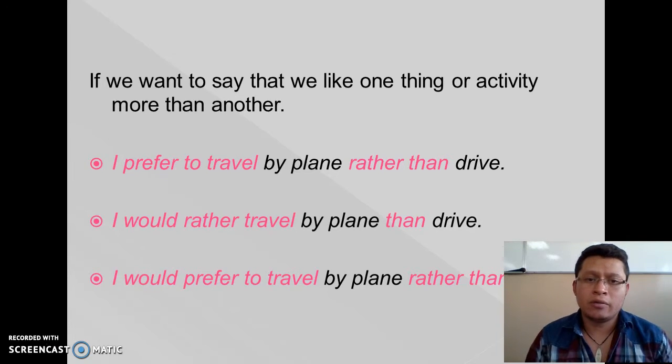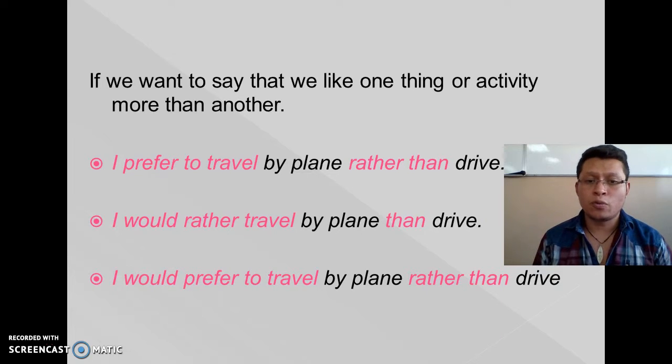So, if we want to say that we like one thing or activity more than another, we can say I prefer to travel by plane rather than drive. Or I would rather travel by plane than drive. And also I would prefer to travel by plane rather than drive. Remember, when we use I prefer and I would prefer, we add rather than. And when we use I would rather, we only add than.